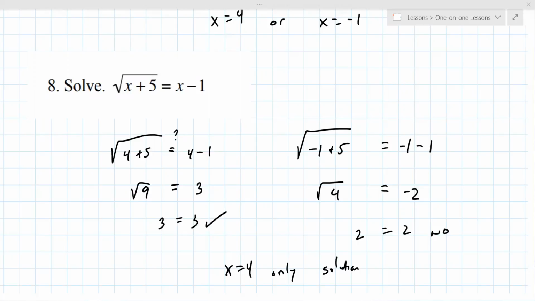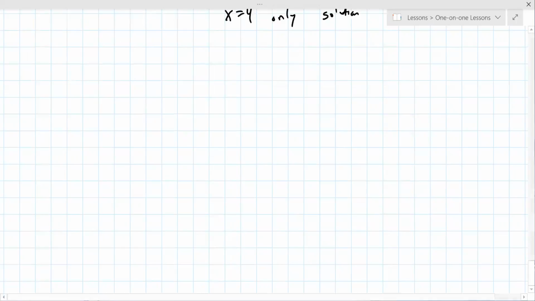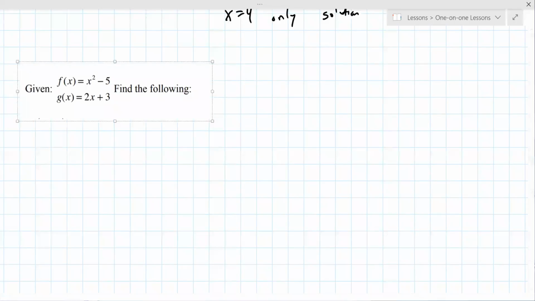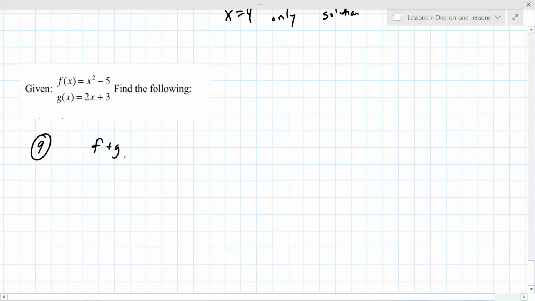Okay, so for 9 through 14, the same equations are given. So let me snip that in. So for number 9, it says to add. It says f plus g of x. F plus g of x. That just means to add them.